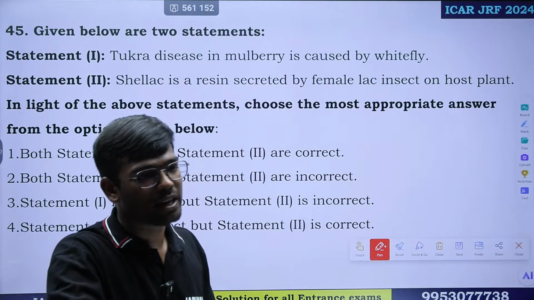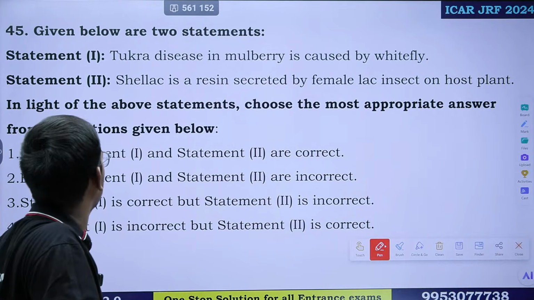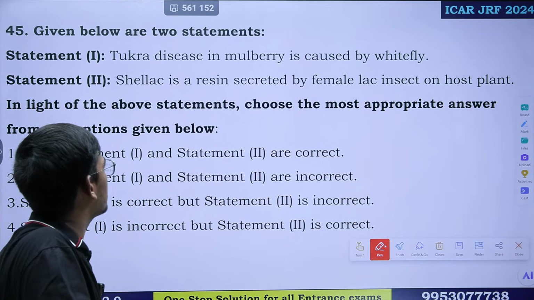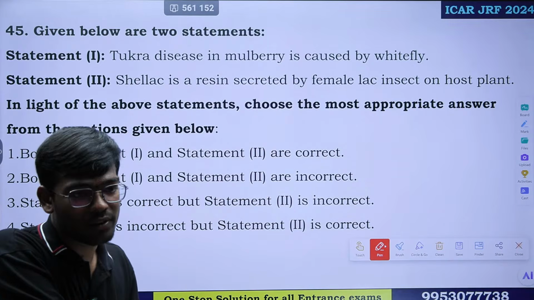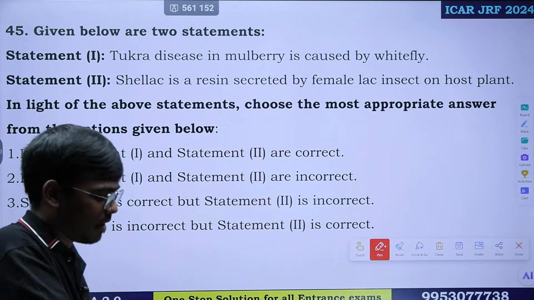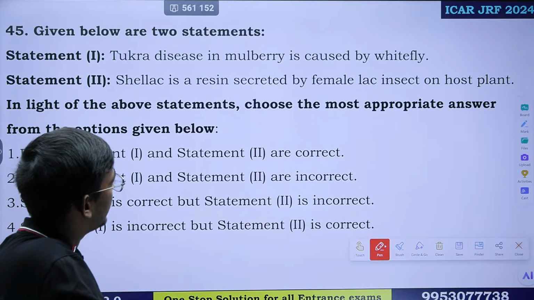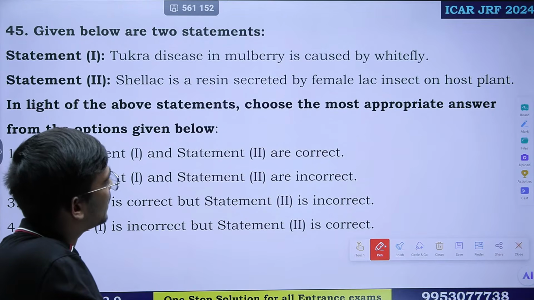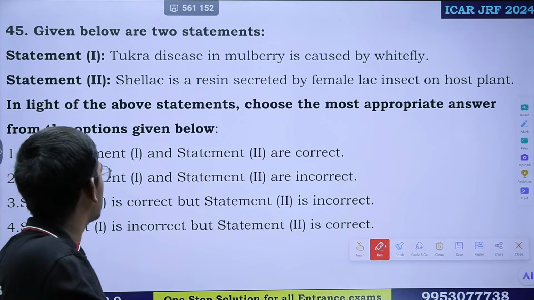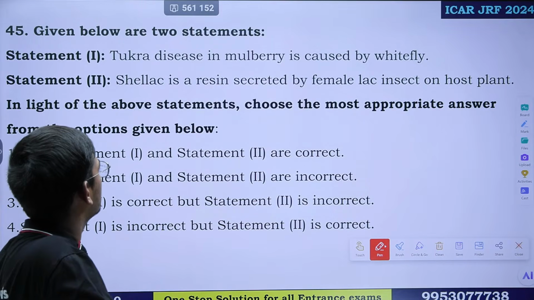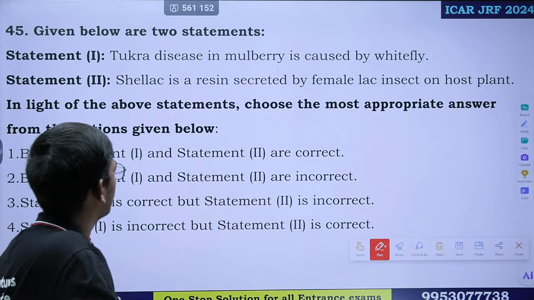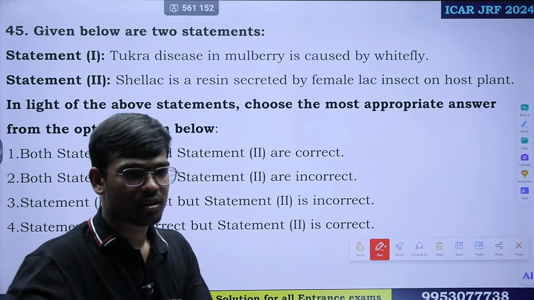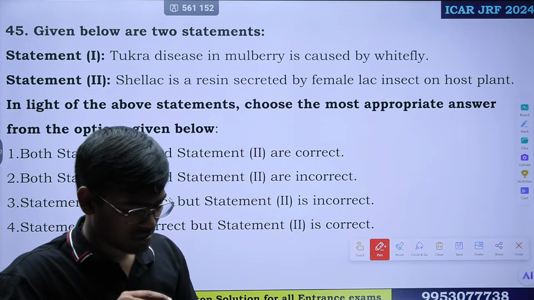And again, while coming to the next question, here also we can see two statements. One is Tukra disease in mulberry is caused by whitefly, the first statement, and shellac is a resin secreted by the female lac insect on the host plant. So anyone? We will wait for 1 minute.